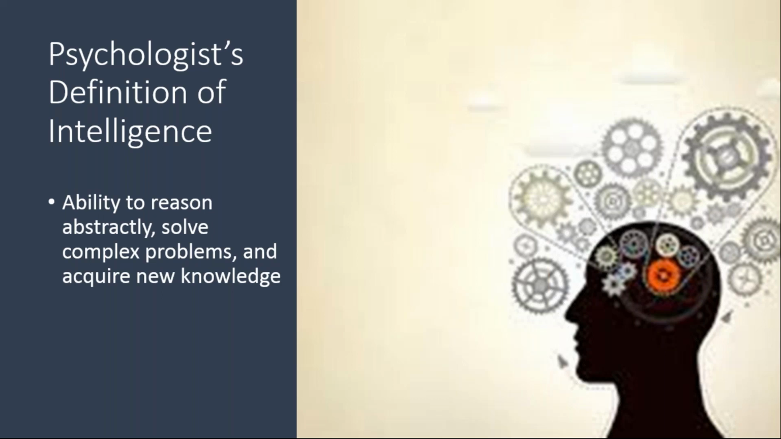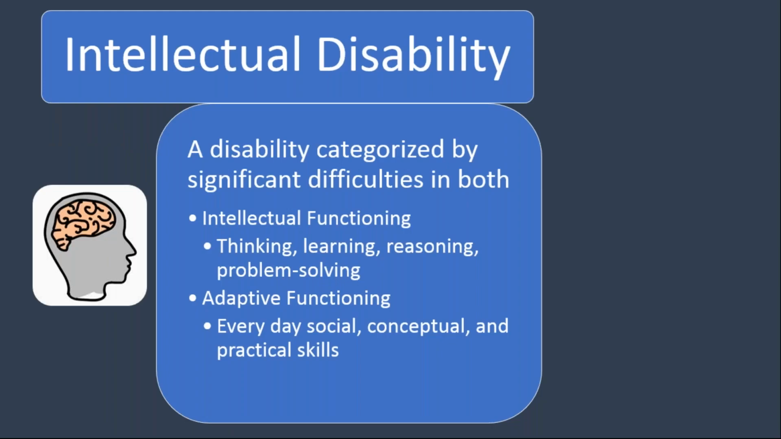So then what happens when these abilities are delayed? That's when we start to think about this diagnosis of an intellectual disability. So the definition of an intellectual disability is when we see that there are significant difficulties in two areas. The first area is intellectual functioning. So that's what I was just talking about, those thinking, learning, reasoning, and problem-solving skills.